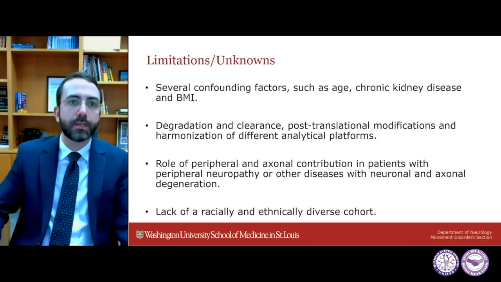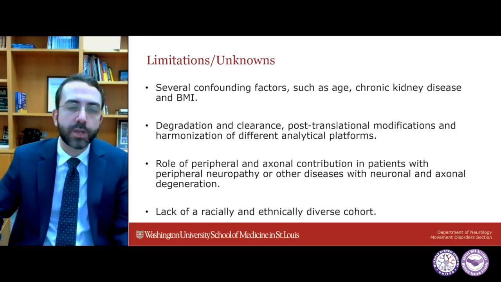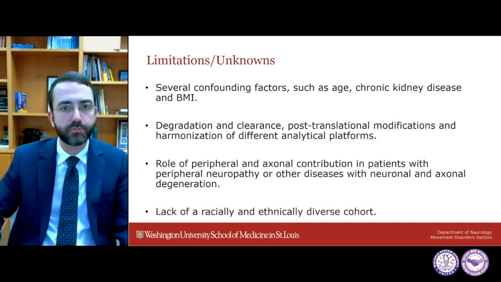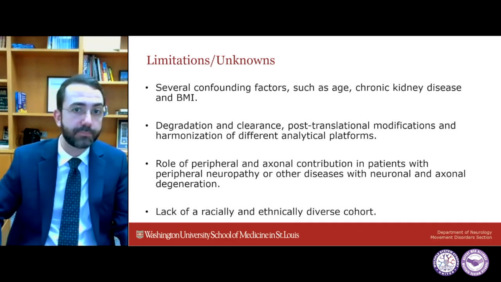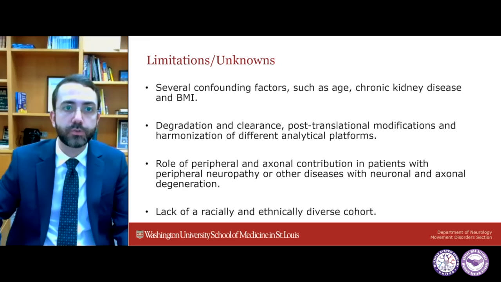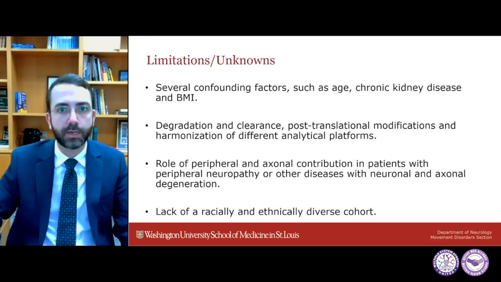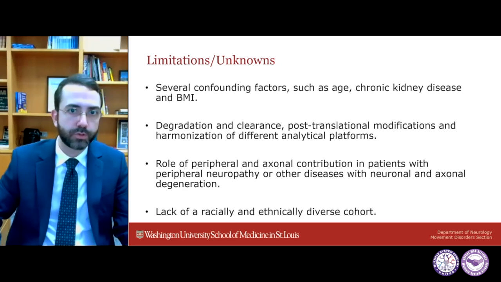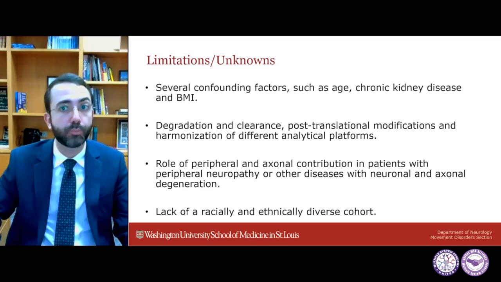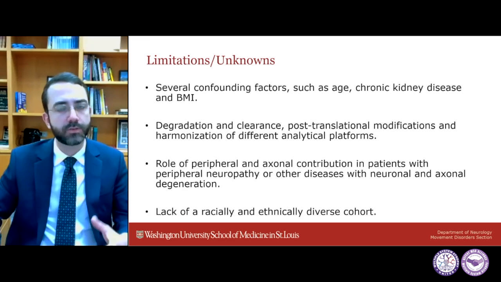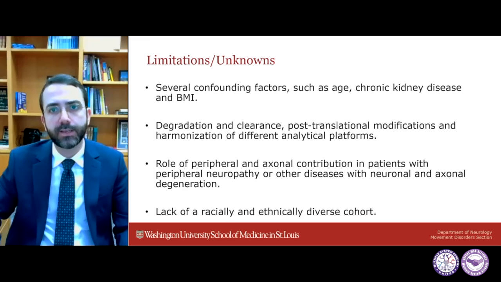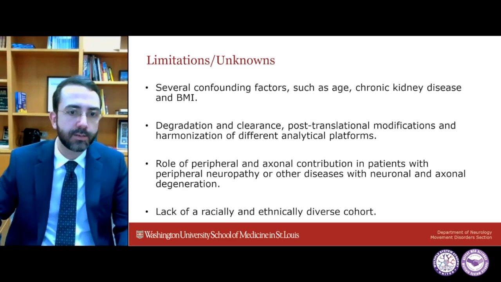Now, there are several limitations to the use of neurofilament light chain. One of them is aging. As I mentioned before, older patients do have higher levels of neurofilament light chain, so we do have to adjust for that when we are interpreting the results. However, there are several other conditions that can impact the levels of this biomarker, including chronic kidney disease and BMI.